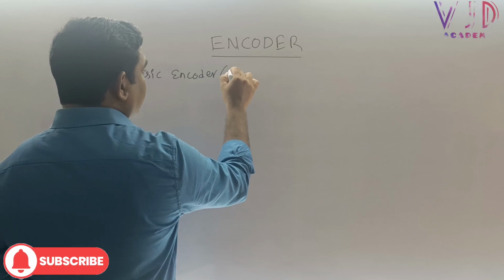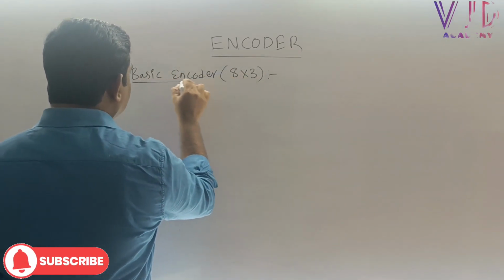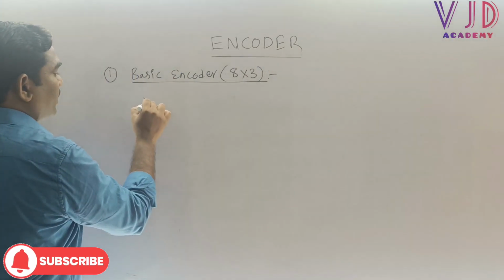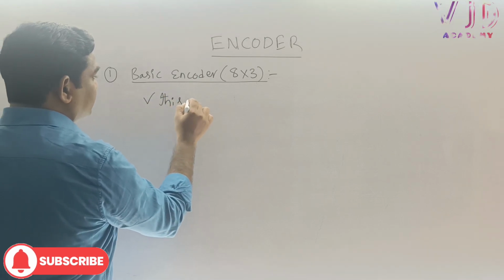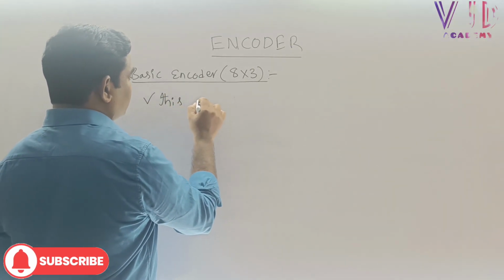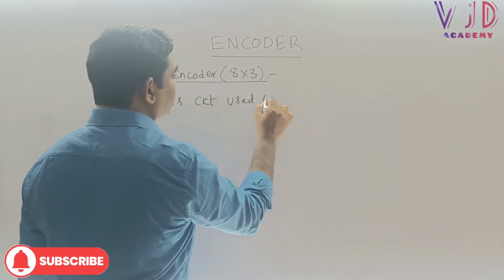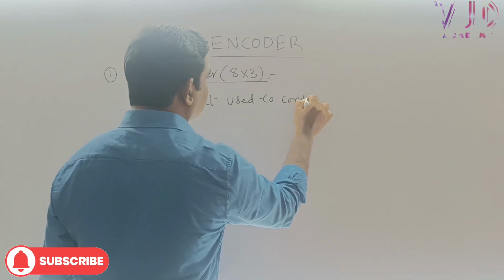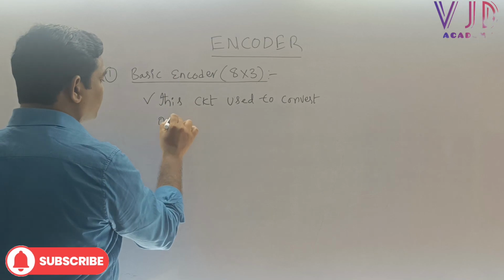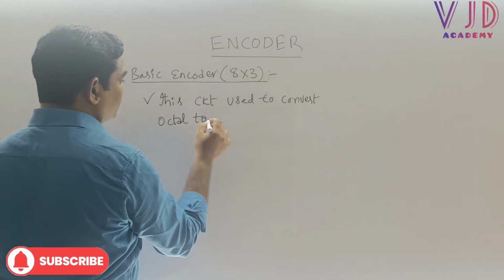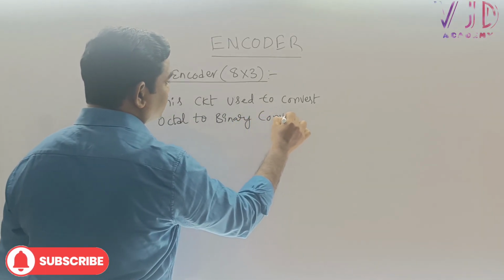Here we can say 8 into 3 encoder. Simply 8 into 3 encoder means, first point we can write, this circuit is used to convert octal to binary conversion.